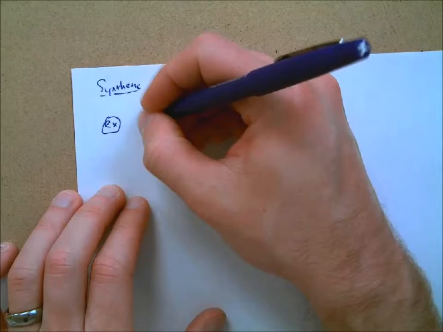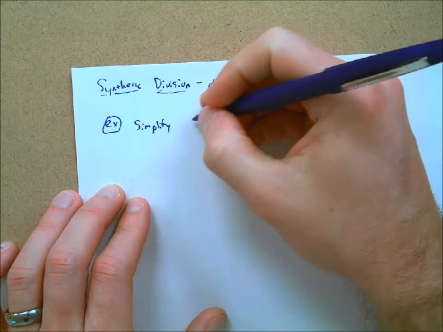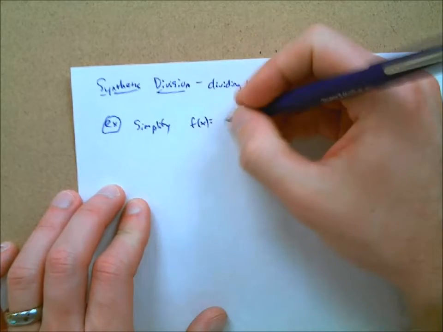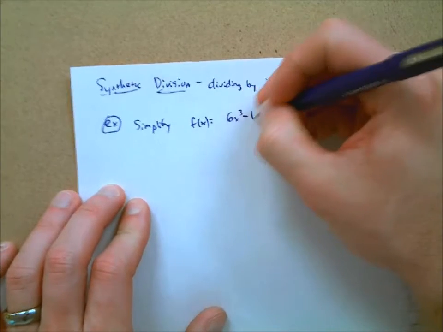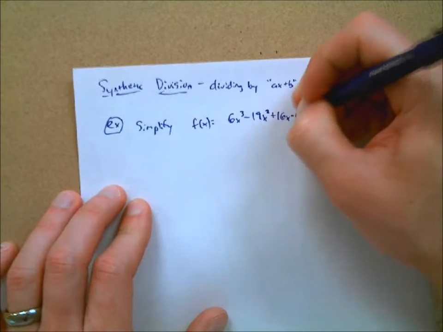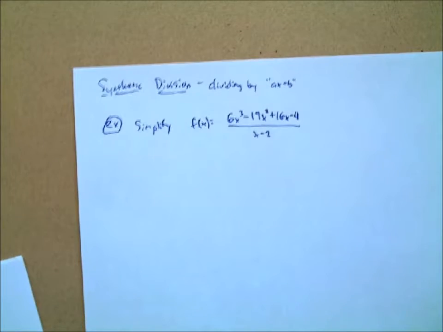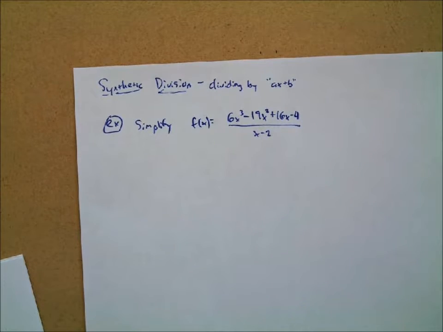So again, let's say simplify f of x equals 6x to the third minus 19x squared plus 16x minus 4, all over x minus 2. This is exactly the one that we did in the notes earlier for long division.